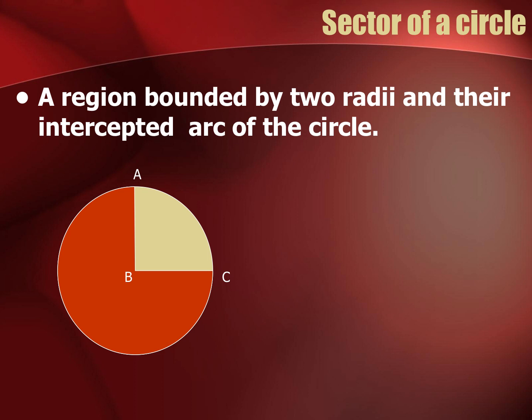So the second part of this lesson is a sector of a circle. So a sector of a circle is not the entire thing. It's a section or a region bounded by 2 radii and their intercepted arc of the circle, okay?